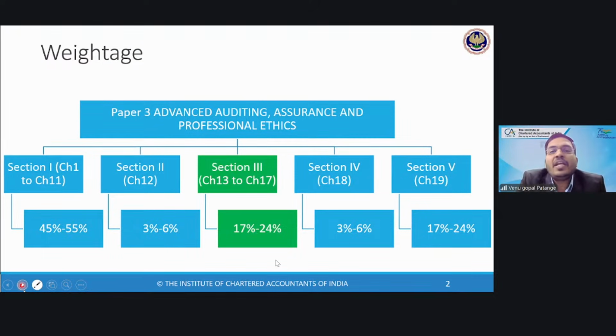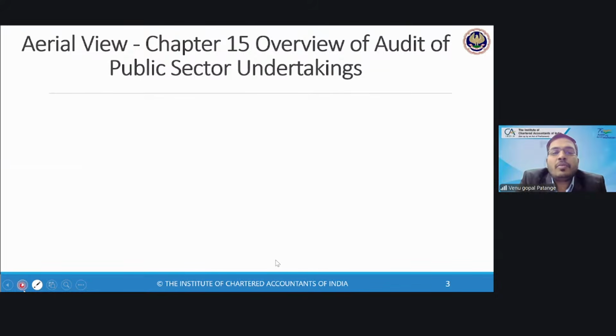Whenever we are reading a chapter, we should assume that the questions coming from that chapter would be for 100 marks. We will give 100% importance to every chapter and equally to every subject. So let us have an aerial view of chapter 15 first. Then we'll go into details further.